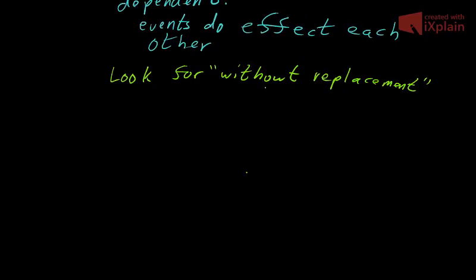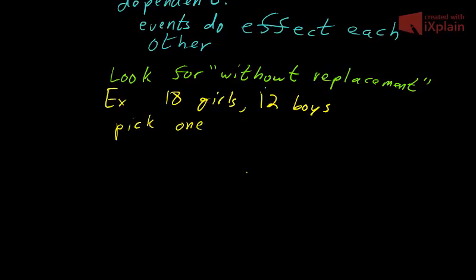So the example I want to talk about first is that I have students in a class, 30 people total in the class. There's 18 girls and 12 boys. And I want to pick one student, then another. And I want to know what is the probability both will be girls.